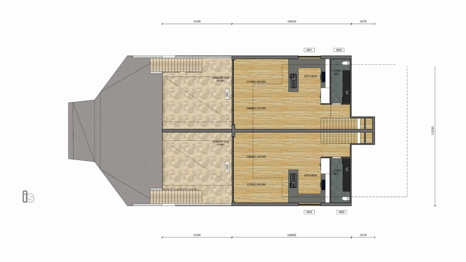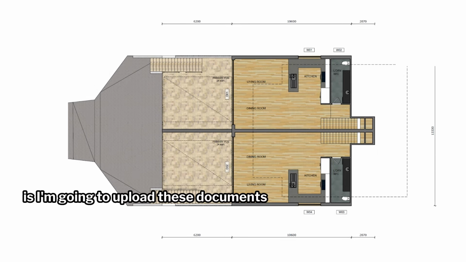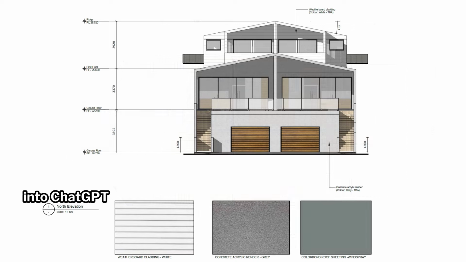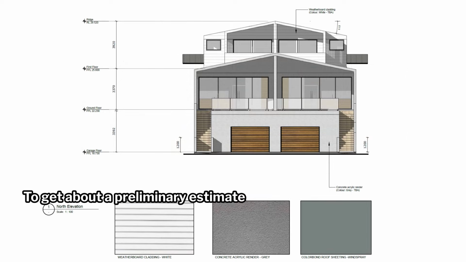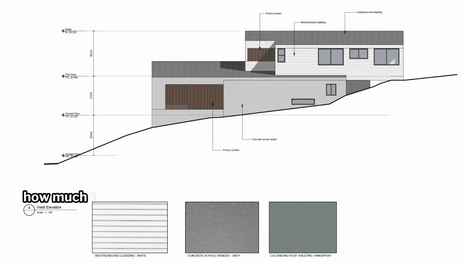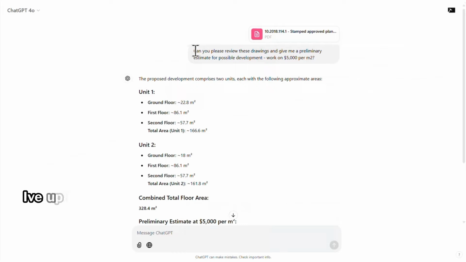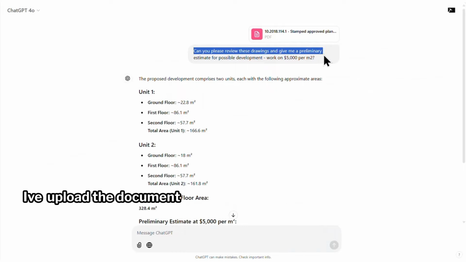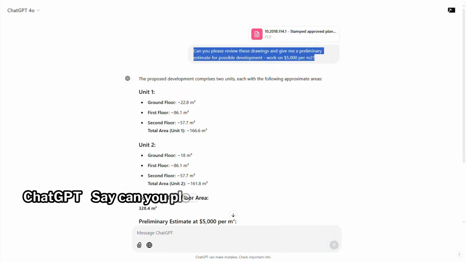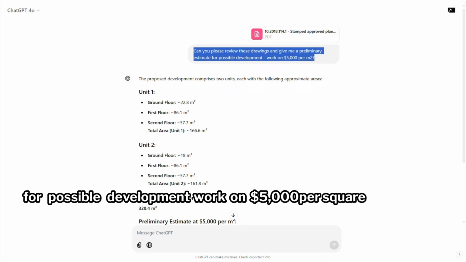Now, what I'm going to do is upload these documents into ChatGPT to get a preliminary estimate costing how much it would be for me to do this development. I've uploaded the document and then I've asked ChatGPT, can you please review these drawings and give me a preliminary estimate for possible development? Work on $5,000 per square metre.